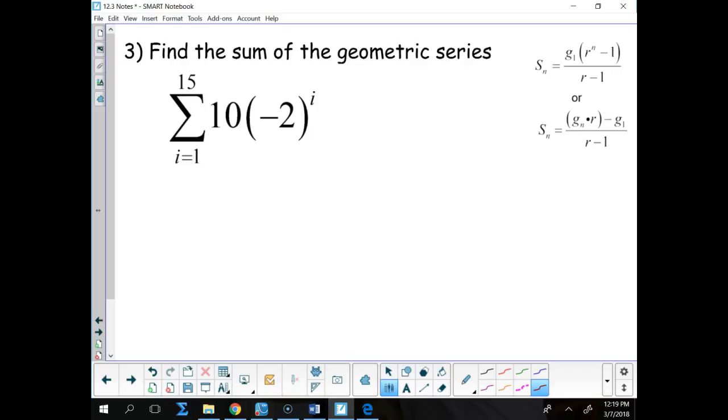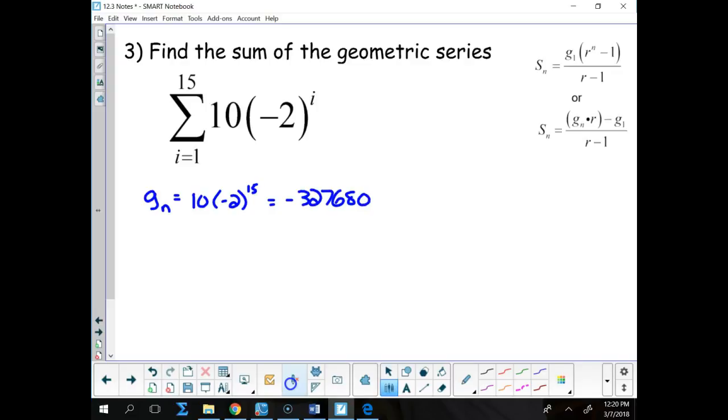So on the bottom one, I need G sub n. If I use the bottom one, I need G sub n. How am I going to find G sub n? Plug 15 into the rule. So that's going to be 10 times negative 2 to the 15th power. That's going to be a big old number. Raised to the 15th power times 10 gives me negative 327680.